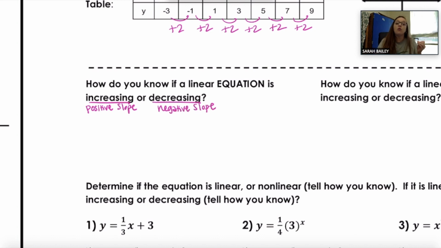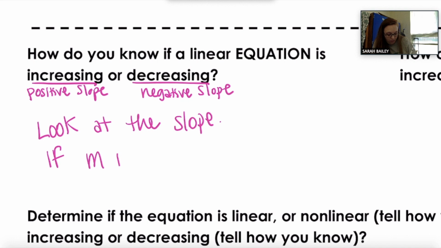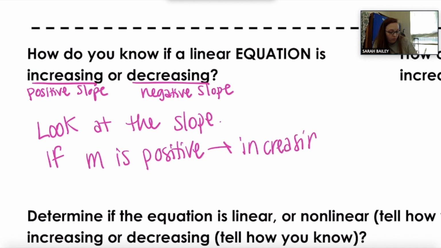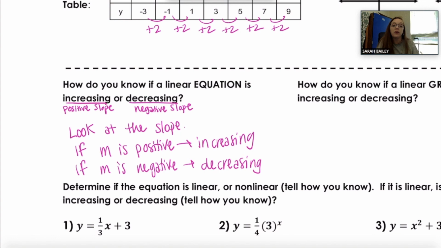So in the equation, how do you know if it's going to be increasing or decreasing? So look at the slope. If m is positive, we are increasing. Remember, m stands for the slope. If m is negative, then it is decreasing. Okay? So that's how you can tell from an equation.